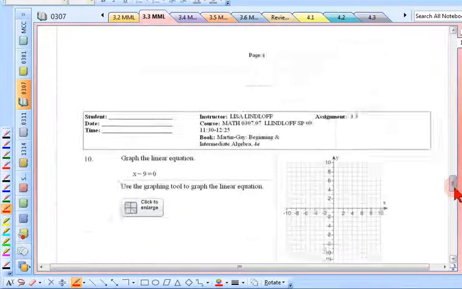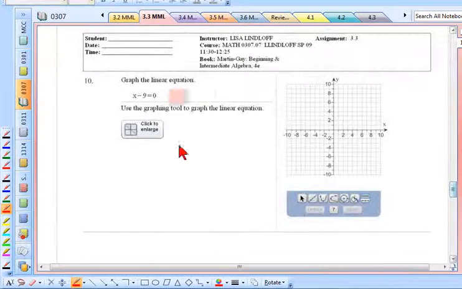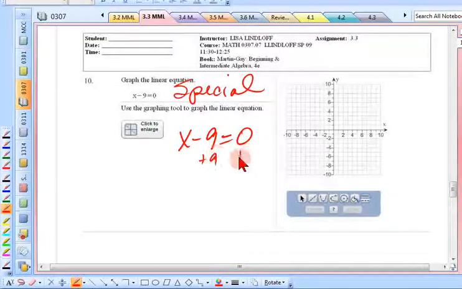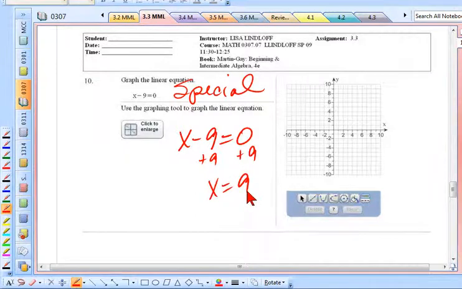Number 10. It says x minus 9 equals 0. Do you agree that it is special? And is it in the form it needs to be in? No. I'm going to need to add 9 to both sides. I get x is 9. Which axis does it cut through? The x-axis at 9. And you'll just pick one other point above it or below it.